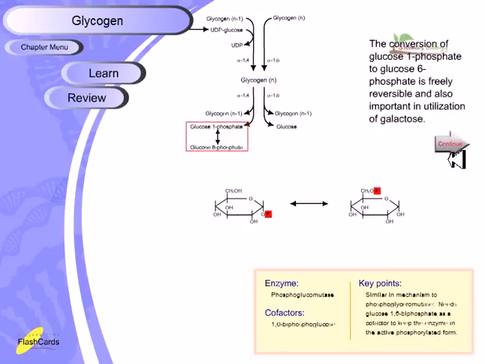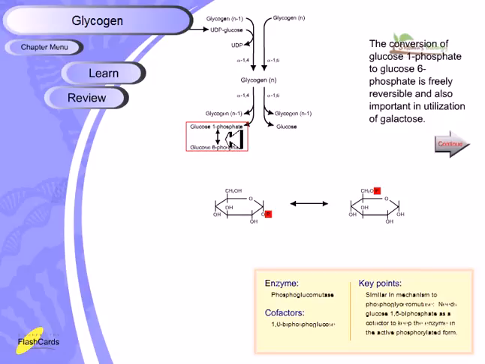The conversion of glucose 1-phosphate into glucose 6-phosphate is freely reversible and is also important in the utilization of glucose, because we need to produce an intermediate which can be taken up by the glycolytic pathway. The glycolytic pathway has the intermediate glucose 6-phosphate. It is not glucose 1-phosphate. So we need to convert glucose 1-phosphate into glucose 6-phosphate. It's just a transfer of the phosphate group from the first carbon position to the 6th carbon position, as you can see in this picture. This conversion is mediated by the enzyme phosphoglucomutase, and the cofactor for this enzyme is glucose 1,6-bisphosphate.